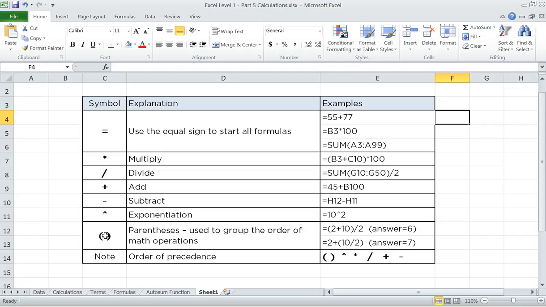Also, feel free to liberally use parentheses. They are used to control the order of math operations. They're very important. You'll see these two examples over here. In parentheses, equals 2 plus 10 divided by 2. And you see another example, equals 2 plus parentheses 10 divided by 2 parentheses. These yield very different answers. So depending where you put the parentheses, you'll get a different answer.